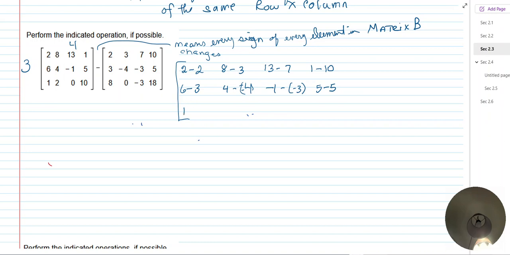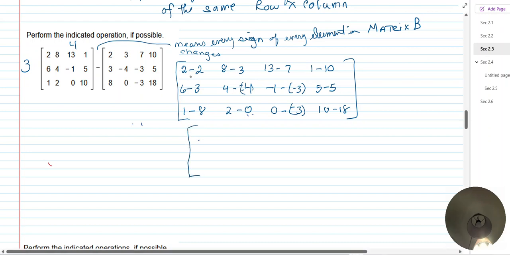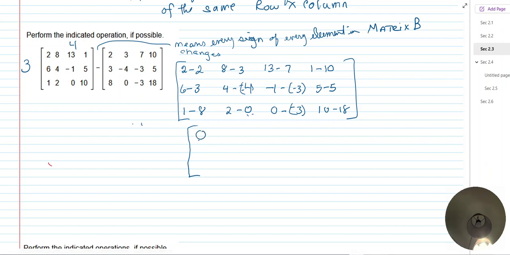The last row, I'm going to have a 1 minus an 8, a 2 minus a 0, a 0 minus a negative 3, and then the last one is 10 minus 18. Okay, from this, we're going to have the following, and I'll work down here. 2 minus 2, a 0. 8 minus 3, a 5. 13 minus 7, a 6. 1 minus 10, negative 9.